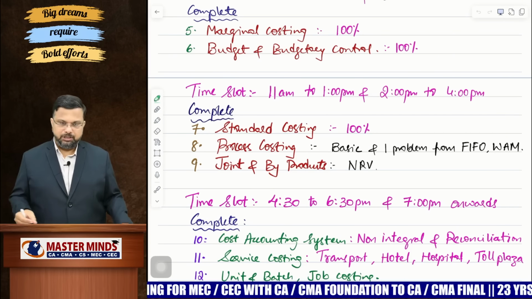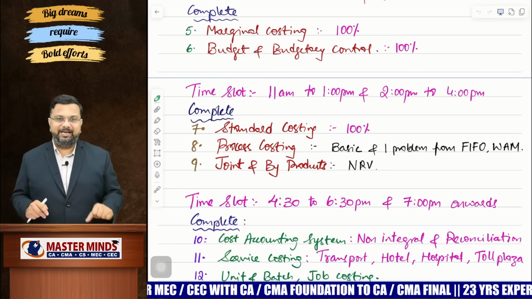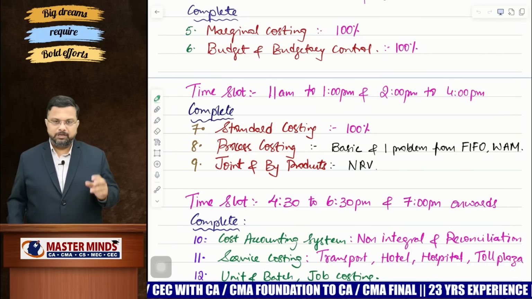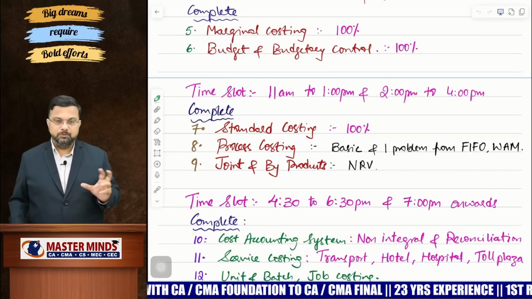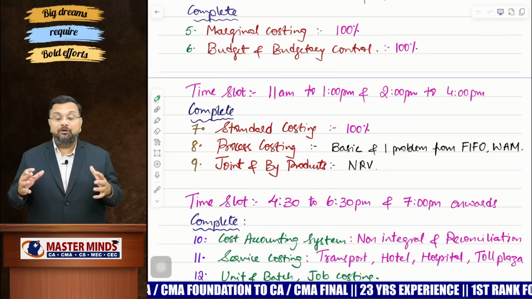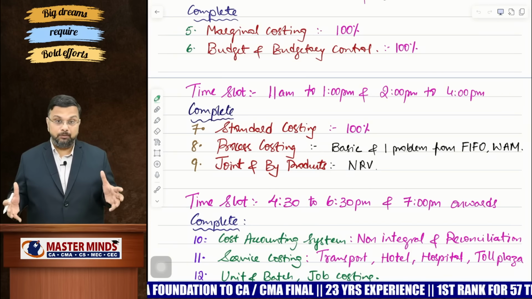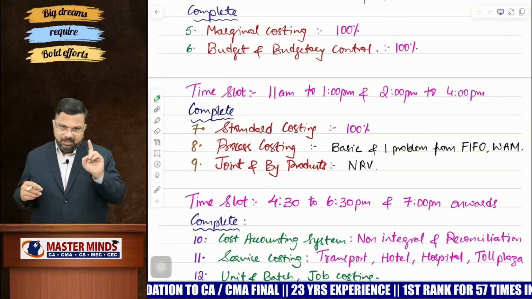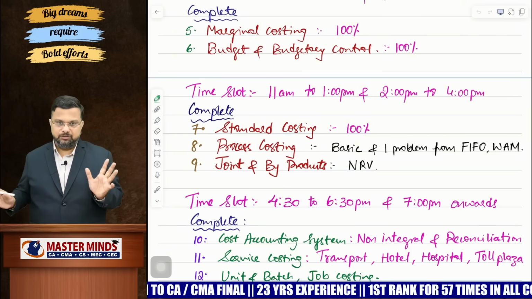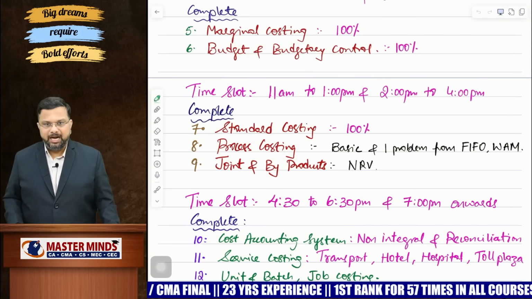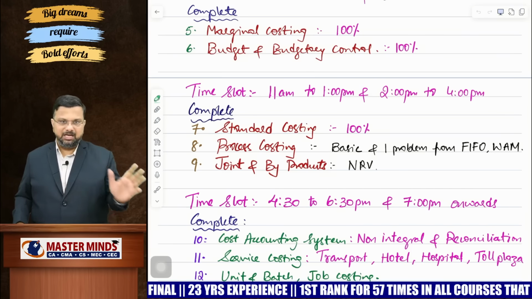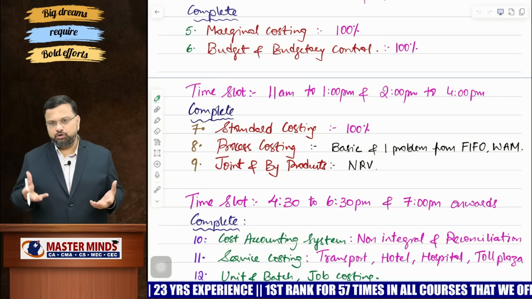Complete standard costing. So with this you will complete all the 3 techniques. Then comes process costing. When it comes to process costing, focus on basic problems where there are no changes, where there are no opening and closing stock of work in progress. Then one problem each from FIFO method and weighted average method. And next, joint and byproducts. So for standard costing, you can take 2 hours.